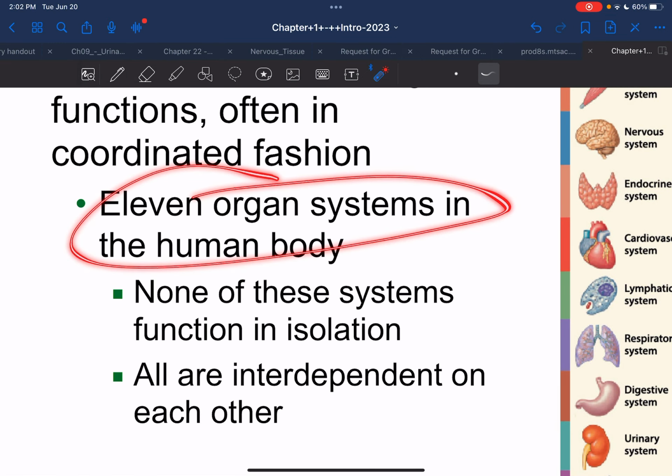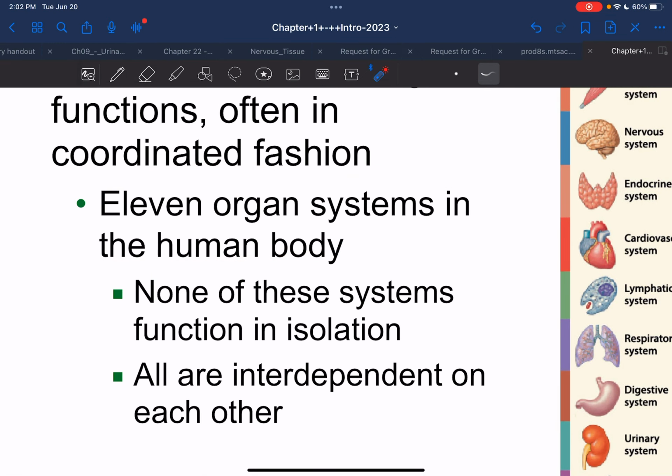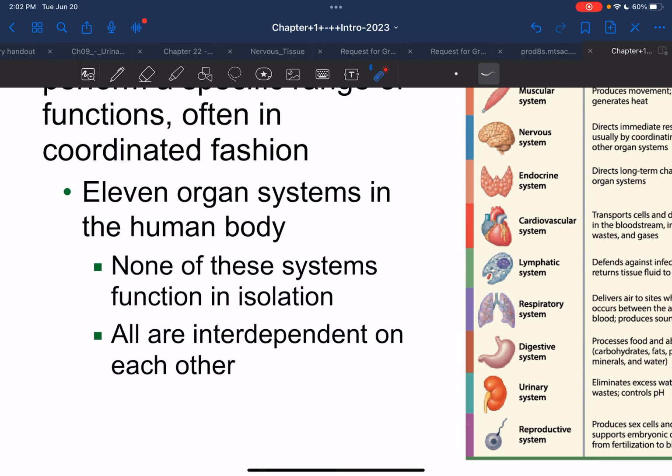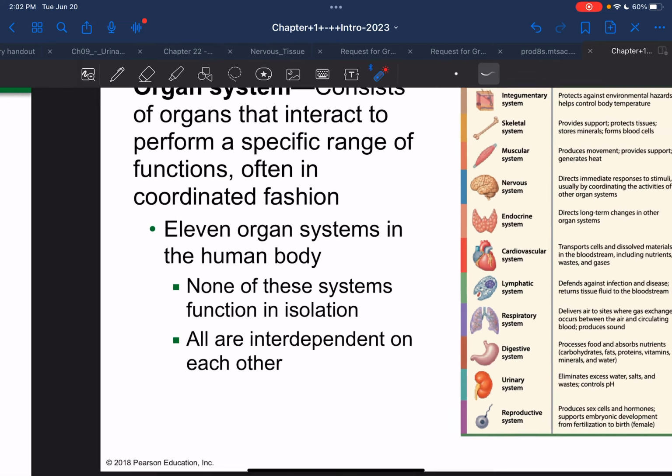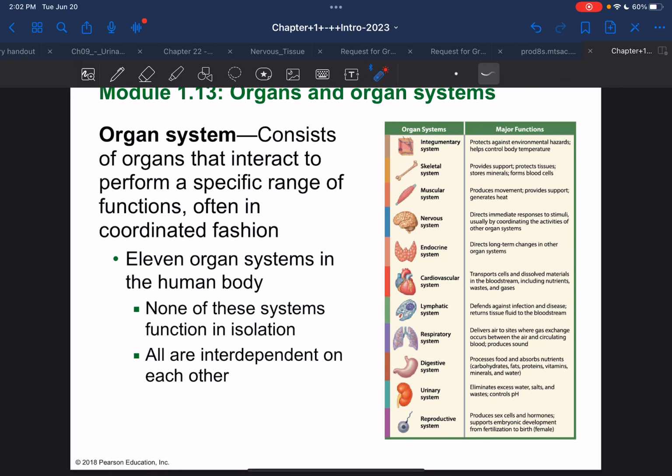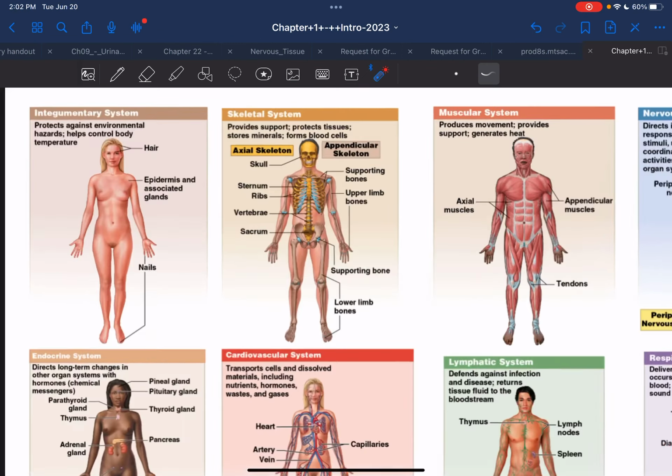You have 11 organ systems, and none of these systems work alone. They may not have a relationship, and some of them may have interdependence with each other. So as we go along, you're just going to be able to see that.